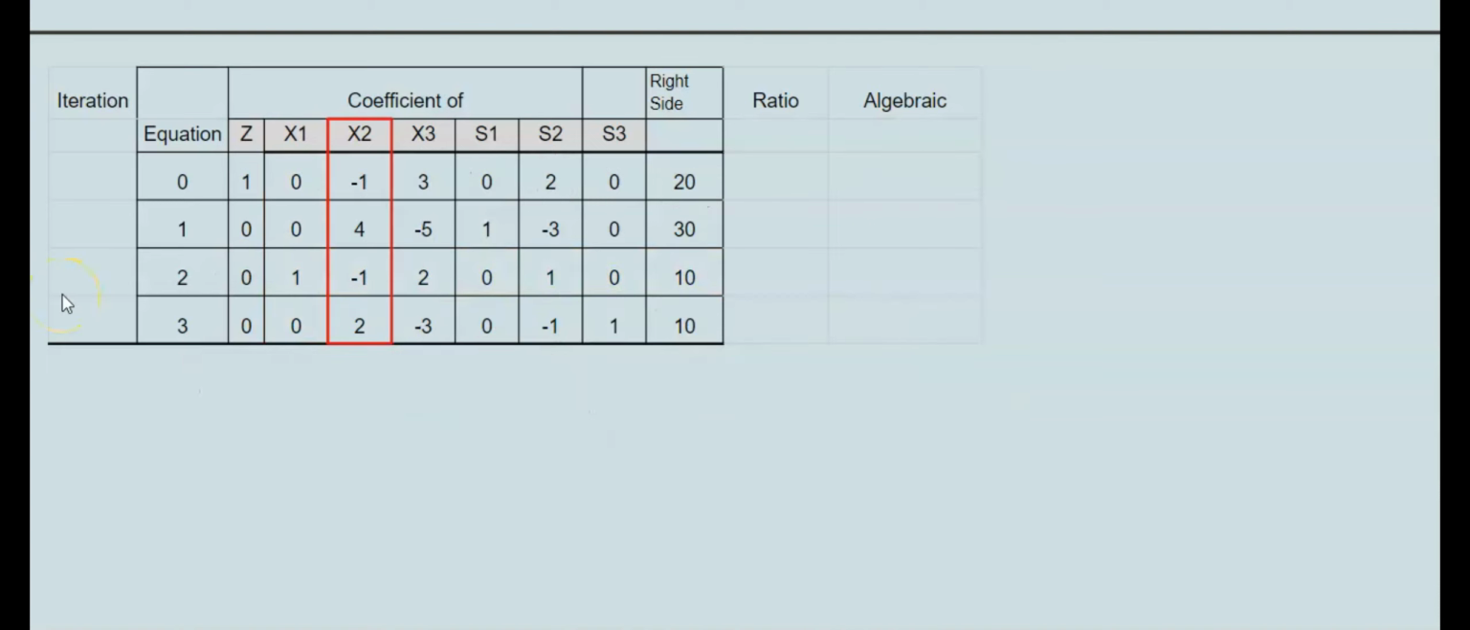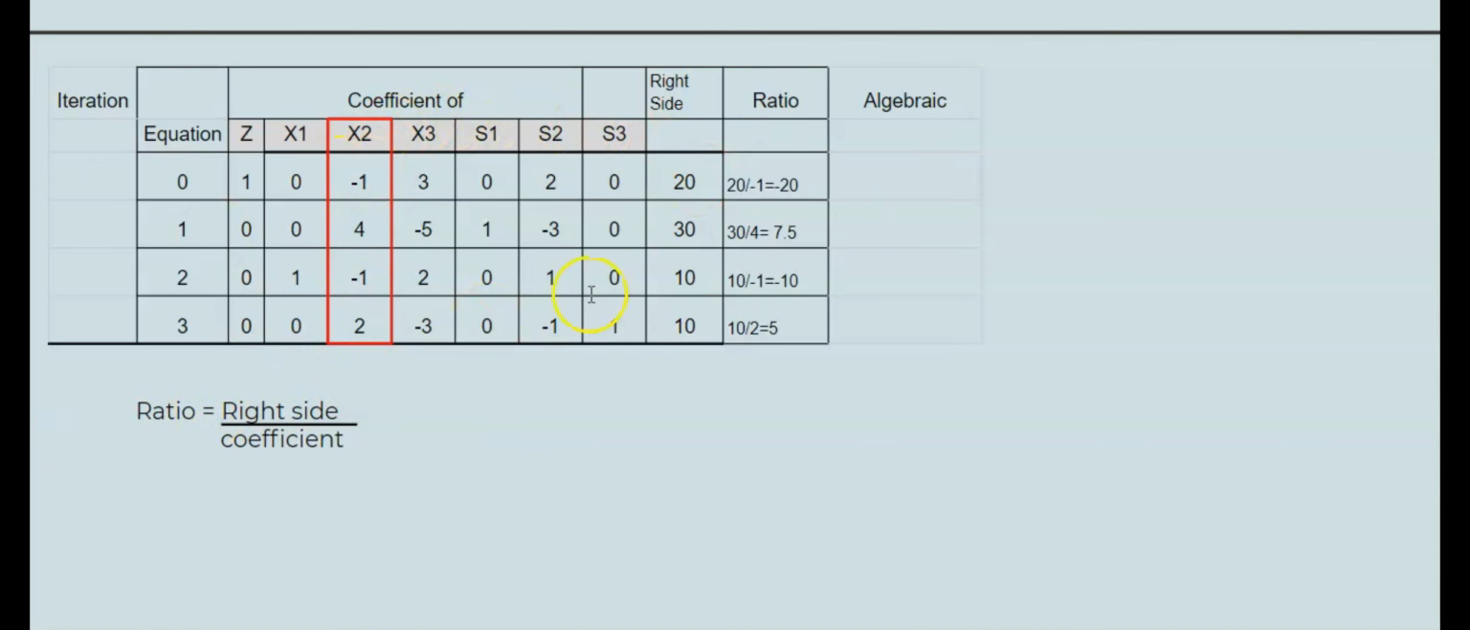Okay, now let's go on to the next one, which is our x2. Doing the same process, we're looking for the ratio, because now I have a 2, a negative 1, 4, and negative 1. So I'm not sure which one it is. So we're going to do the ratio test, taking our right-hand side and dividing by the coefficient for each one. So we have 20 divided by negative 1 gives us negative 20. 30 divided by 4 should give us 7.5. 10 divided by negative 1 gives me negative 10. 10 divided by 2 should give me 5.